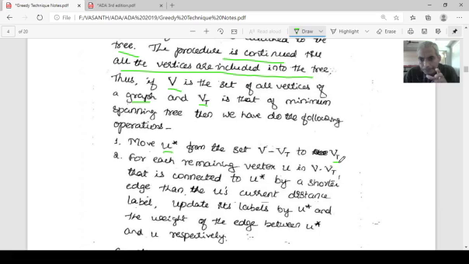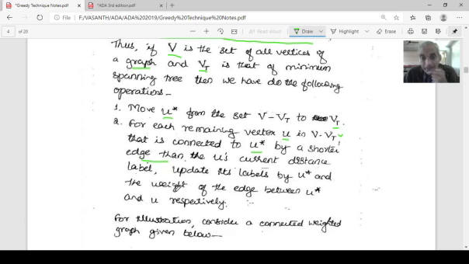You are going to move it to Vt. And for each remaining vertex U in V minus Vt that is connected to U star, that vertex U is connected to U star by a shortest edge. You have to find the shortest, right? Because our goal is the minimum spanning tree, we have to get the minimum. So which edge is nearest? Now you consider that edge.